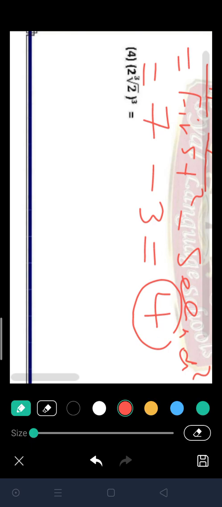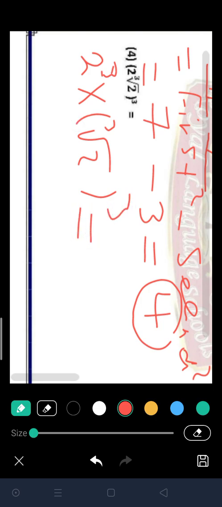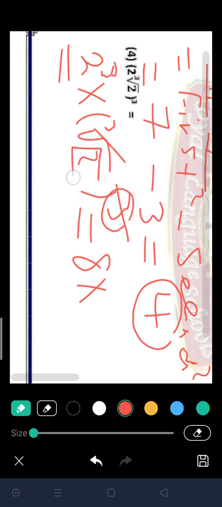Example 4. 2 times cubic root of 2, all to the power 3, equals what? 2 power 3 equals 8, times cubic root of 2 power 3, where the cubic root and power 3 cancel each other. So the remainder is 2, and 8 times 2 equals 16. And the result is 16.